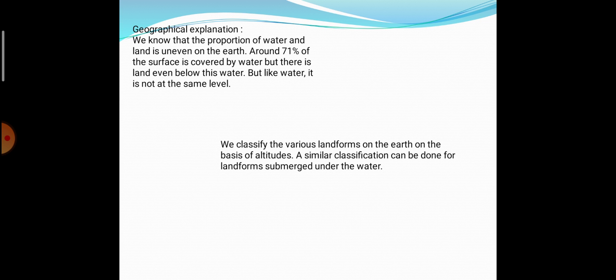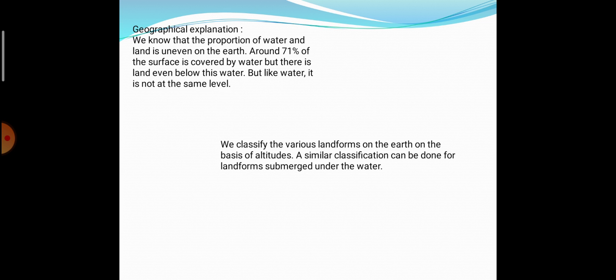Geographical explanation. We know that the proportion of water and land is uneven on the earth. Around 71% of the surface is covered by water, but there is land even below this water. But like water, it is not at the same level. It is not a straight surface. There are ups and downs, there are mountains, there are hills submerged in water as well.